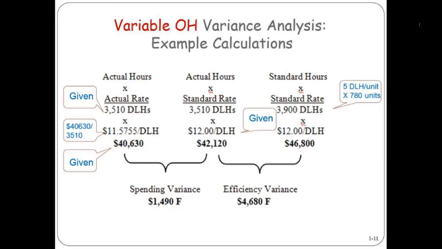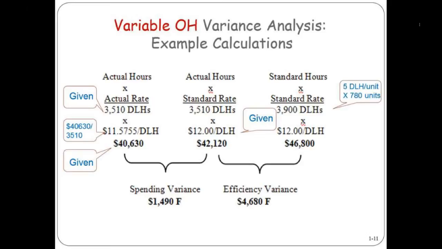Our standard, we produced 780 units with a standard of 5 direct labor hours per unit, which is 3,900 hours. That was our standard, and our standard rate was $12 an hour. So we would have expected in this period to have had $46,800 in cost. That was our standard cost.